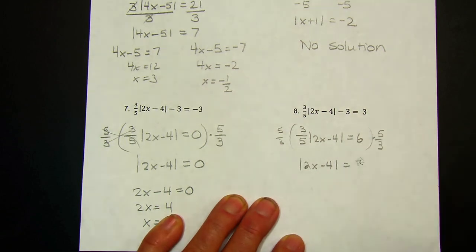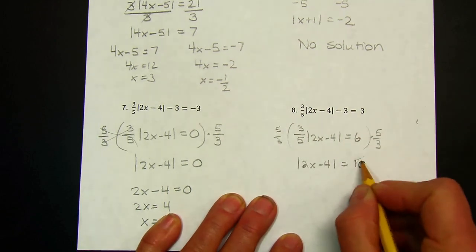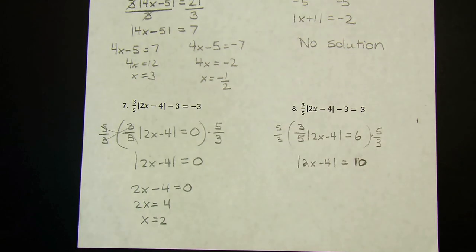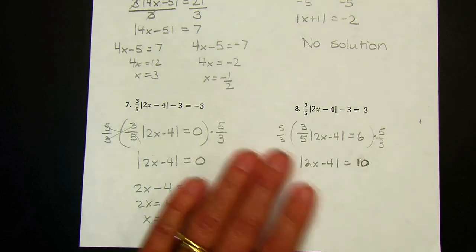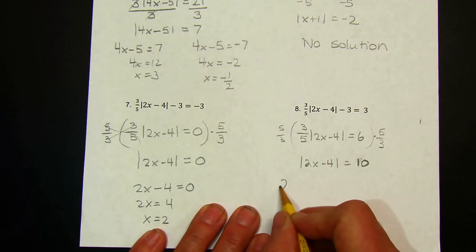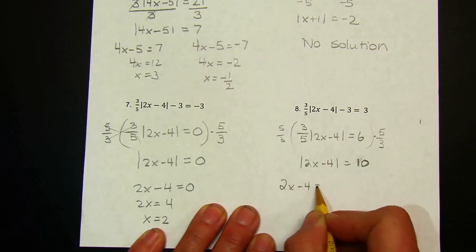Okay, when you got the absolute value all by itself, you should have got that it was equal to 10. Yep. Okay. You move the 3 to the other side. And so you get 6, and then you multiply by 5/3, and 6 times 5/3 is 10. So how many solutions? 2. So 2x minus 4 equals 10.